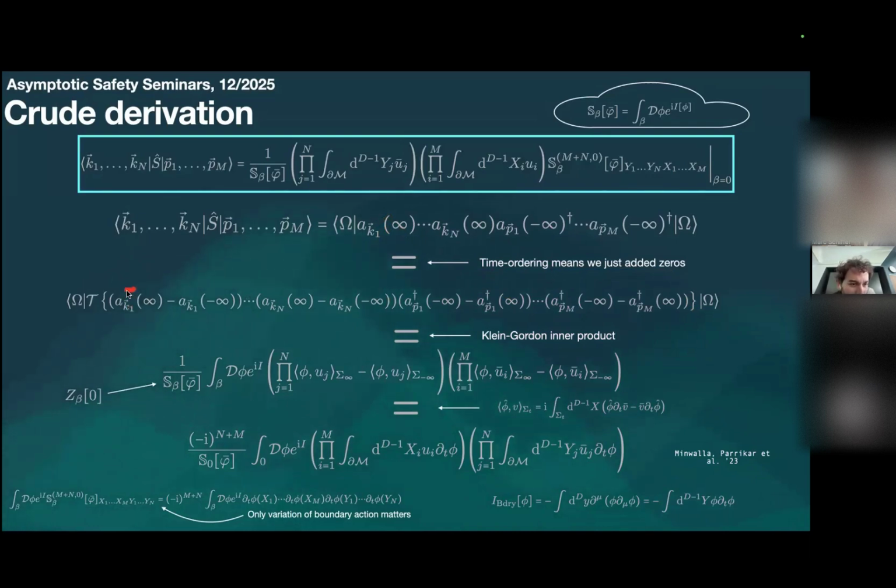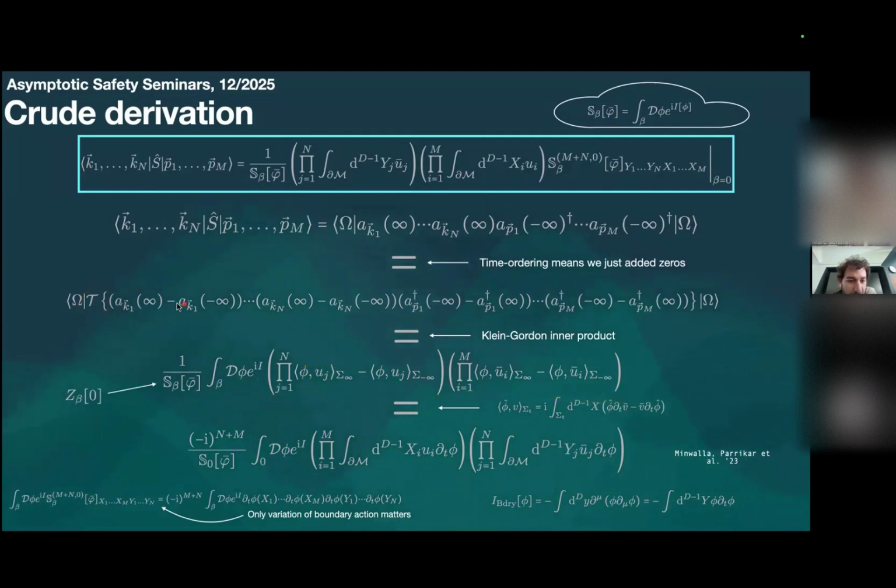Now, for this second step, I just remember that my creation and annihilation operators are the overlap of my quantum field with the positive and negative frequency modes with respect to the Klein-Gordon inner product, which means that I can rewrite all of these annihilation and creation operators as this Klein-Gordon inner product. And I can also rewrite this time ordering by plugging my expression into the path integral. So this is the second equality expression that I have here.